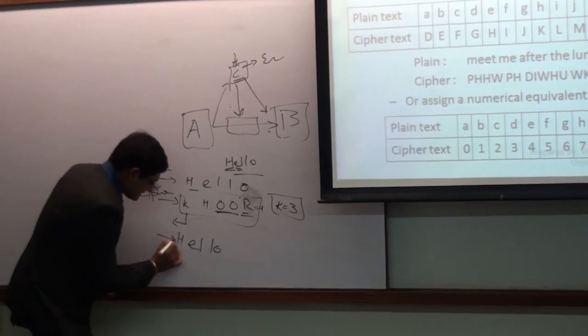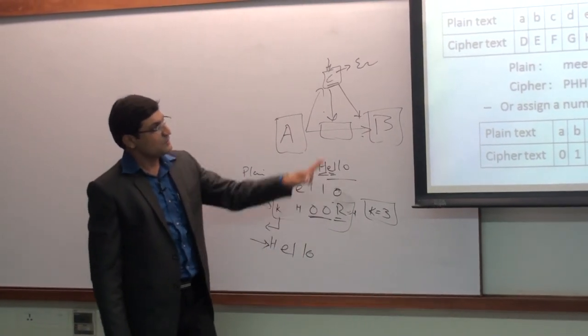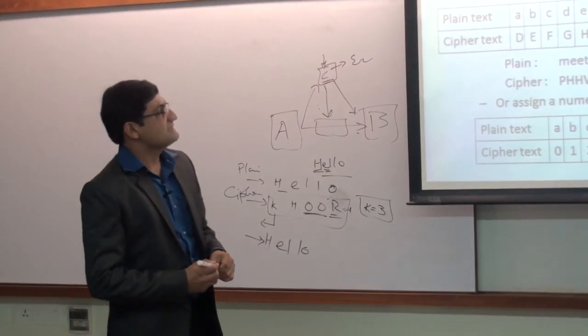The receiver can see that the message is hello. That's the whole process, or whole technique, in Caesar cipher.